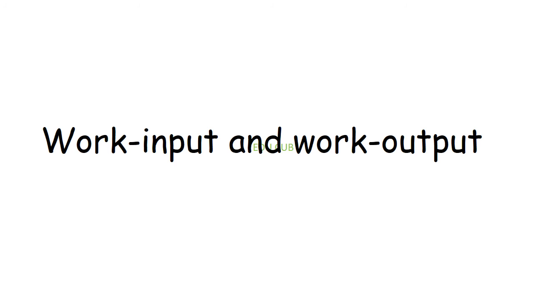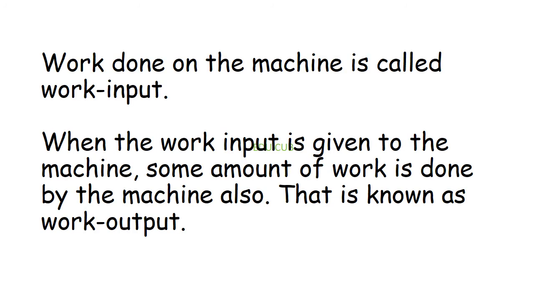Next topic is work input and work output. When we have to get work done from the machine, we have to work on the machine. Work done on the machine is called work input. When the work input is given to a machine, some amount of work is done by the machine also. That is known as work output.